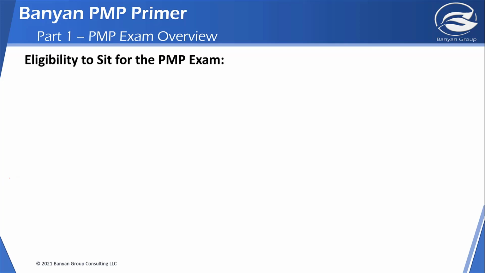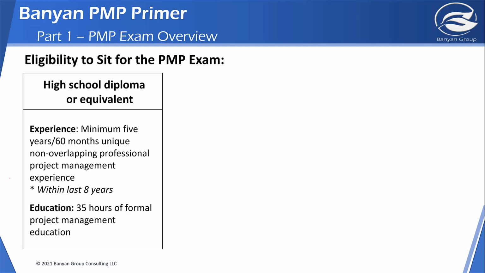So let's talk about eligibility to sit for the PMP exam. A lot of people need to know that there are certain prerequisites to sit for the exam. If you have a high school diploma, you don't have a 4-year degree or an advanced degree, they are asking that you have 60 months of unique non-overlapping professional project management experience. And so that's the first one, and that experience needs to be gained within the previous 8 years, and that 8 years is from the point you submit your application. You also have to have 35 hours of formal project management education.